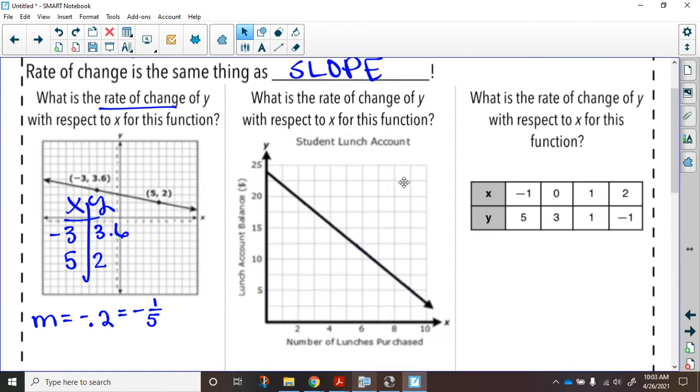So the second one is still the same. It's asking what is the rate of change. And I'm going to again choose 2 points. So it looks like I've got one here at 220, and then another one at 4 and then 15. So again, we're just trying to find the slope.